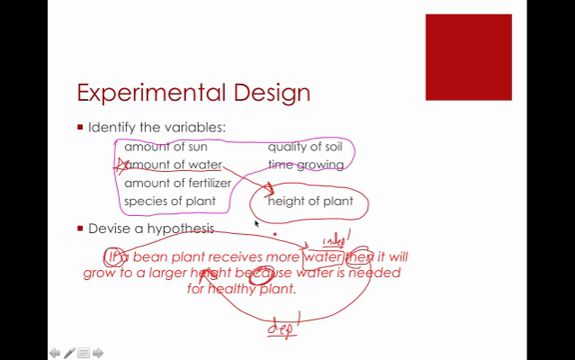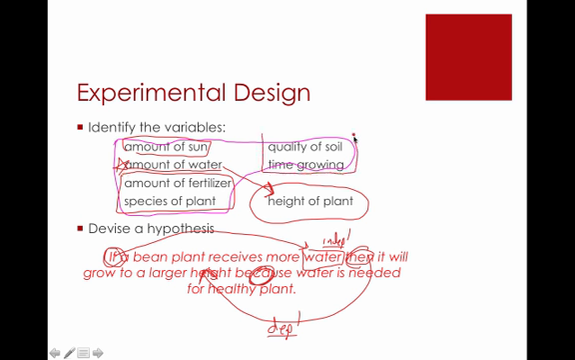So again, I think the nice thing about the if then because format is it connects us right back to the idea of independent versus dependent variables. So I identify the amount of water as my independent variable. It's my choice. And as a result, I'm expecting to get different heights of plants. The rest of these guys then become controls.